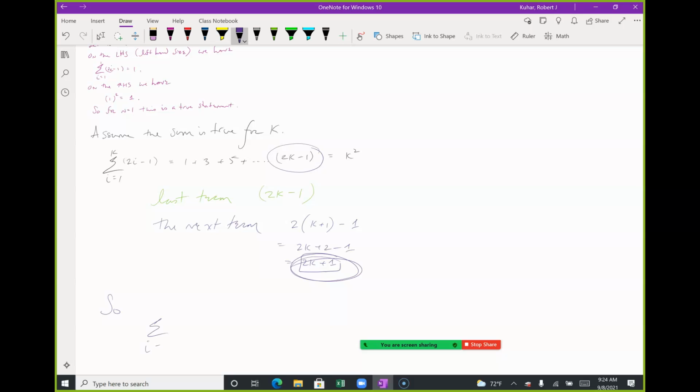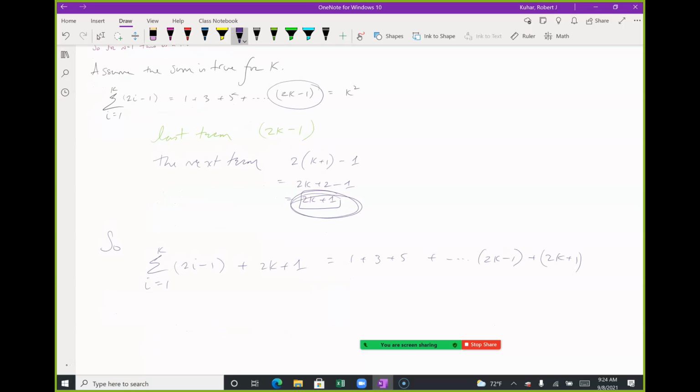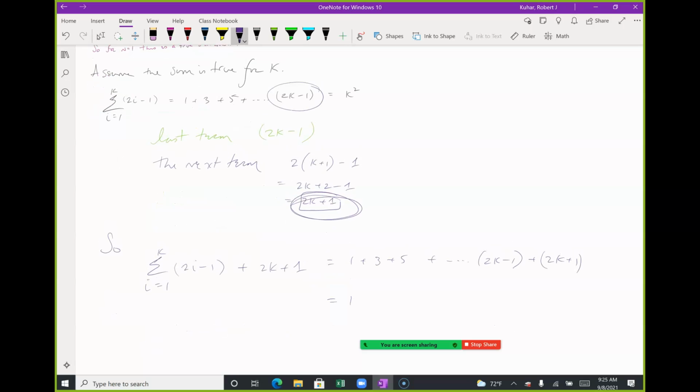So the sum from i equals 1 to k of 2i minus 1 plus that 2k plus 1 should now equal 1 plus 3 plus 5 plus dot, dot, dot, the 2k minus 1 plus the 2k plus 1. Remember, I'm adding that last term, and that should equal k squared plus 2k plus 1. So I've added that last term to the 3 parts of my equation: the left-hand part, the middle part, the right-hand part.